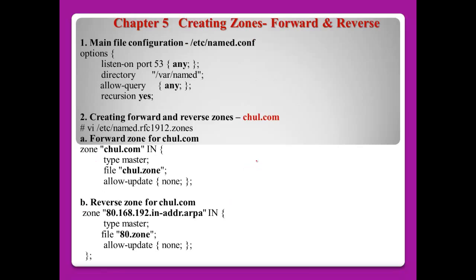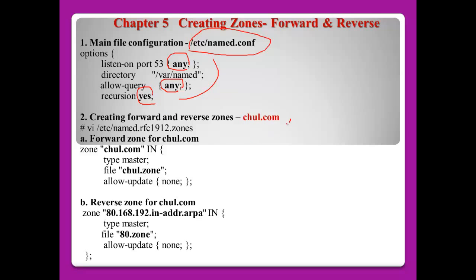Okay, chapter 5, creating zones. First, open the configuration file of BIND, /etc/named.conf. Here, first change this: listen on port any, allow query any, and recursion yes. Later, I will explain about this one. And number 2, creating forward and reverse zones.